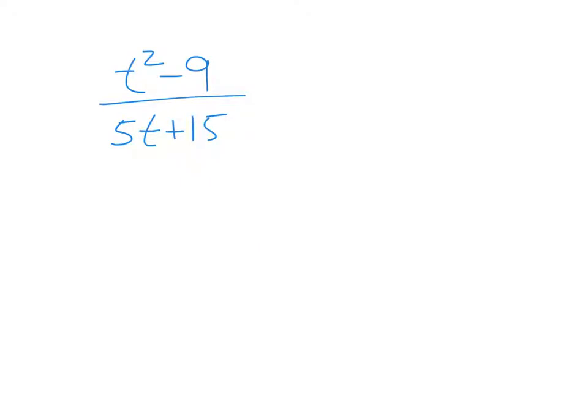All right, I got 2 more examples for you. And again, the very first thing you should do is try to factor everything you can. Hopefully you recognize the numerator as a difference of squares. And that is going to be pretty easy then. So the square root of t squared is t. The square root of 9 is 3. And so one of them is t plus 3 and the other is t minus 3.